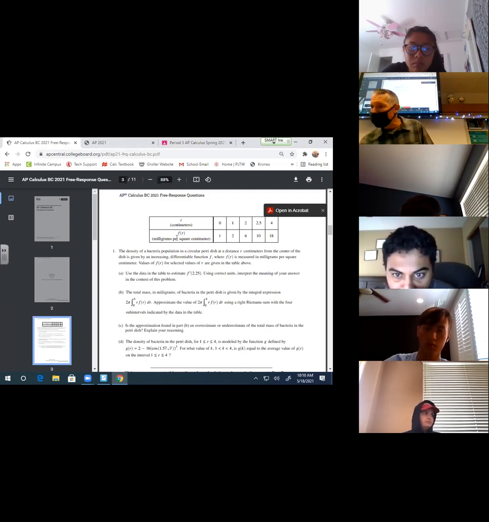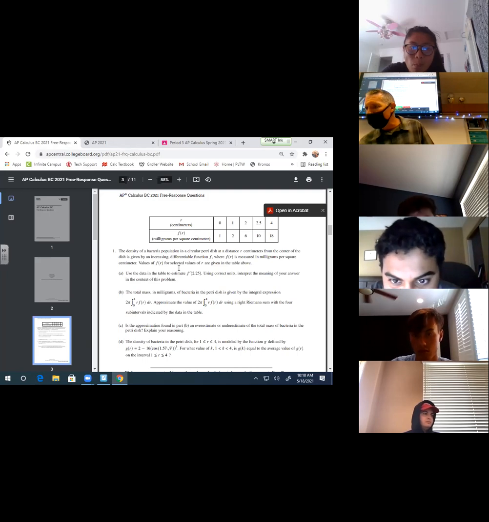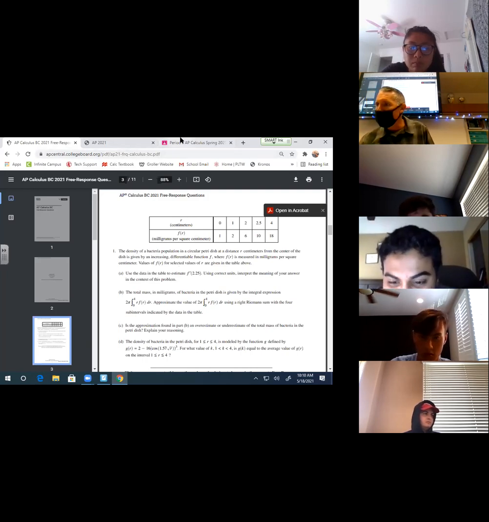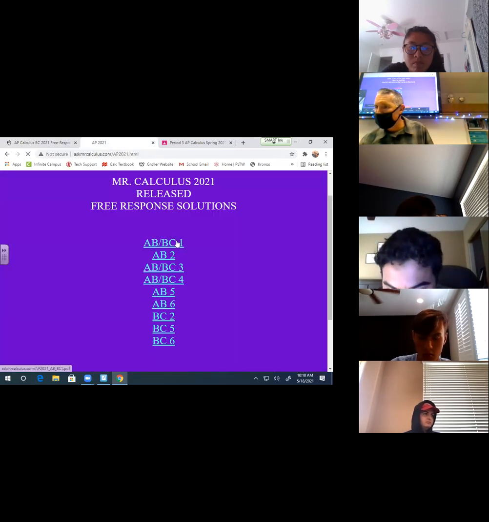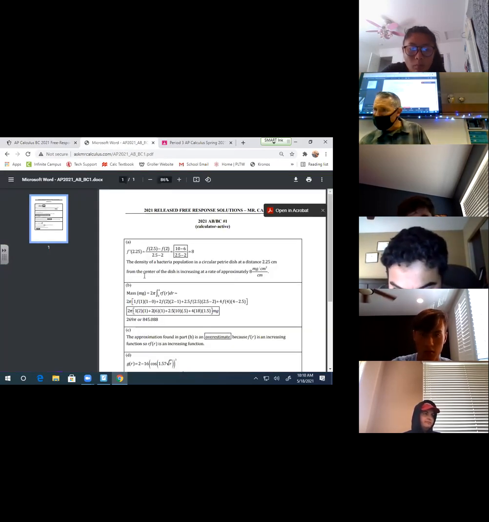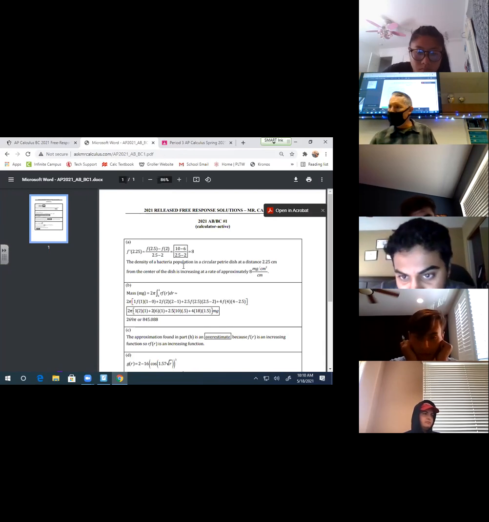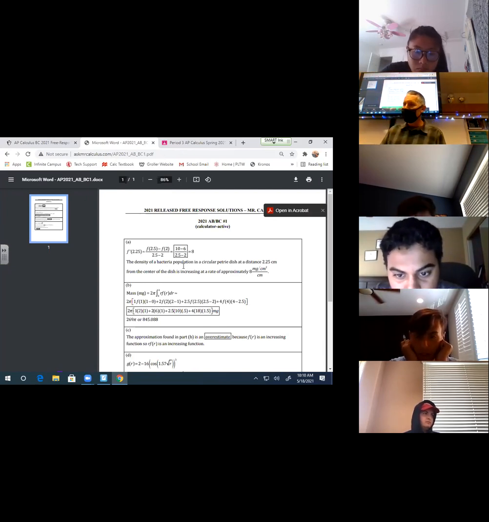So it's milligrams per square centimeter per R changing. Well, R is centimeters. So let's see what this says. The density of a bacteria population in a circular petri dish at a distance of 2.25 centimeters from the center of the dish is increasing at a rate of 8, and that's milligrams per square centimeters per centimeters. So that would be the unit for this.